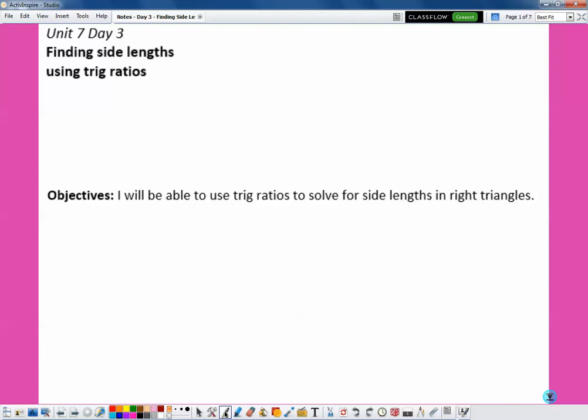Today we're going to be learning about finding side lengths using trig ratios. Our objective is that we will be able to use trig ratios to solve for side lengths in right triangles.